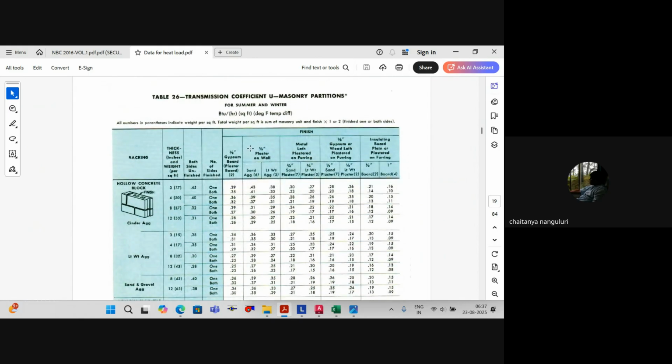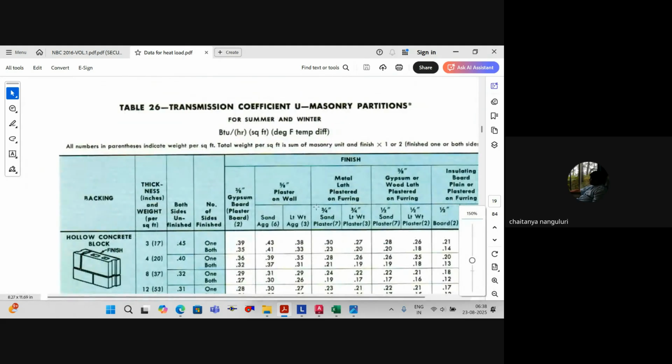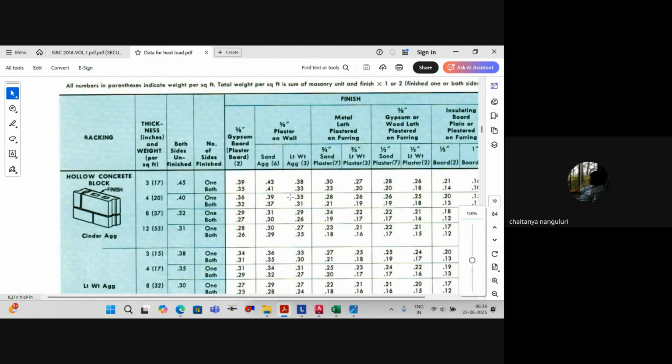Right, so page number 19, transmission coefficient for masonry partitions. We can take, let's say, a 4 inch thick partition with 5/8 inch plaster with sand aggregate on both sides. So automatically it is 0.37. You need not use gypsum. You agree? No one will use gypsum if you make it with block work.